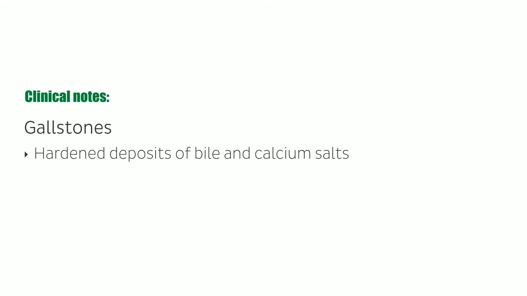Now let's go over some important clinical notes to finish off this tutorial. The most common problem to affect the gallbladder is of course gallstones. Gallstones are hardened deposits of bile and calcium salts, usually saturated with either cholesterol or bilirubin. Bilirubin is a breakdown substance of heme molecules from hemoglobin.